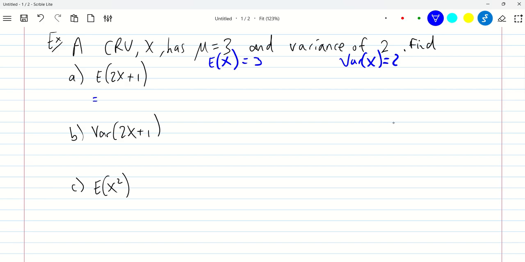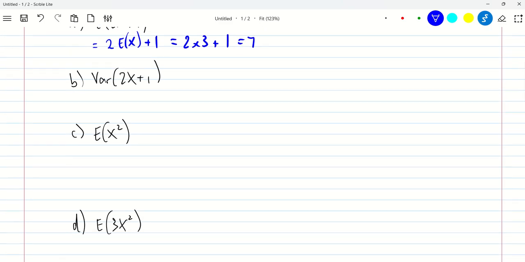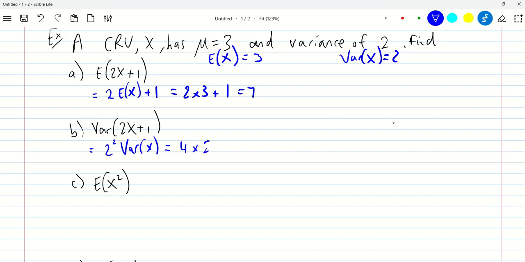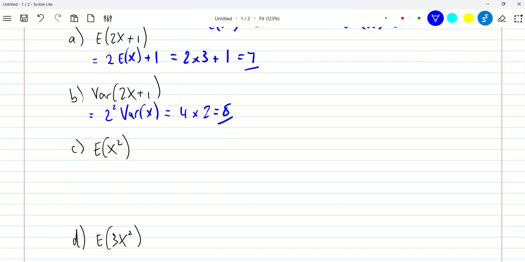So E(2X plus 1), using that formula up above, is 2 times the expected value of X plus 1. That's 2 times 3 plus 1. Let's get back to year 5. Very good, 7. Sorry, I shouldn't be nasty there. Next, Var(2X plus 1) equals 2 squared comes out the front, times the variance of X. What was the variance of X? It was 2. So 4 times 2 is 8.